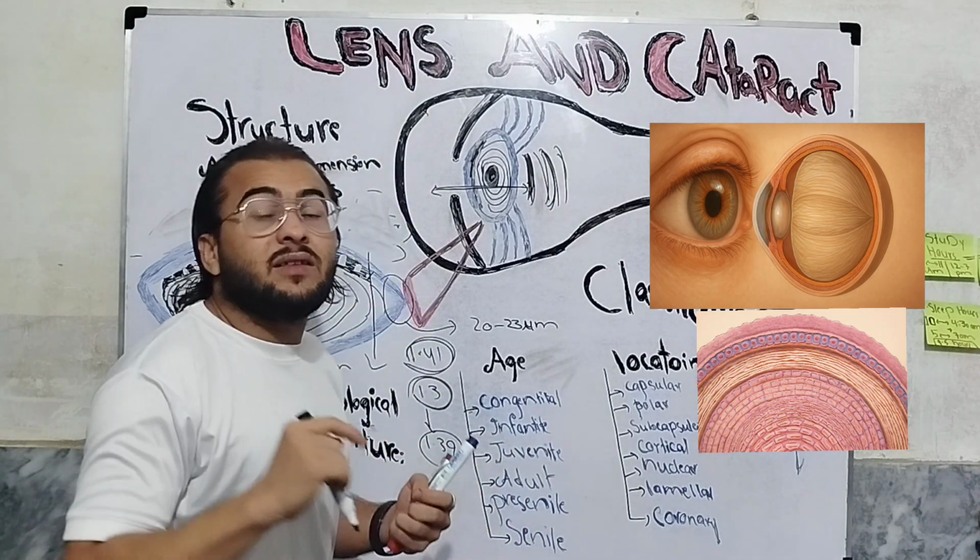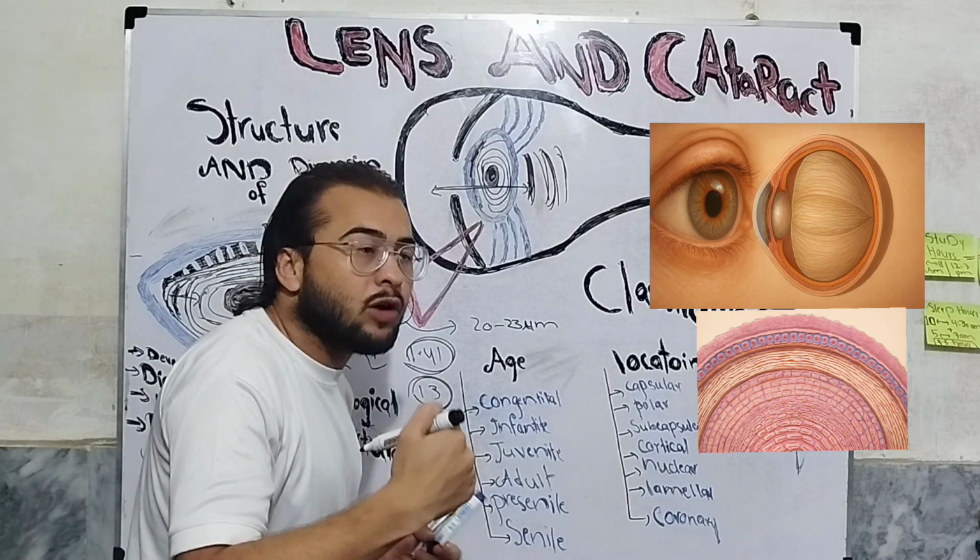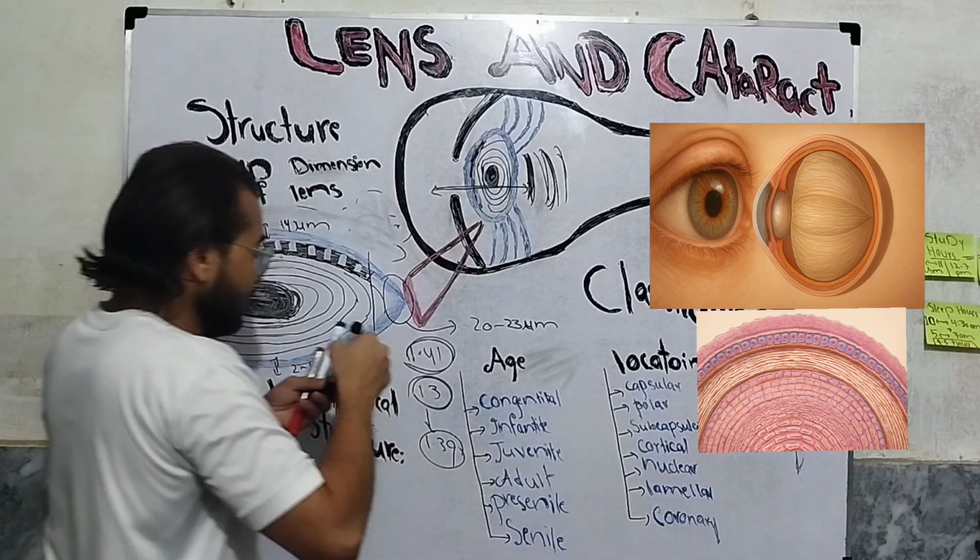Now the fourth structure is the suspensory ligaments, or they are also called zonules. These are the structures, okay?